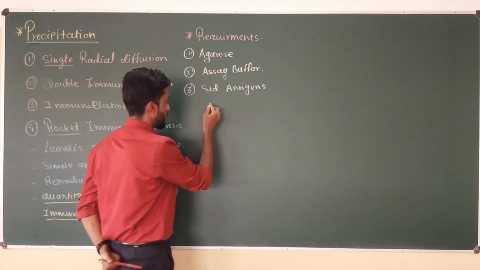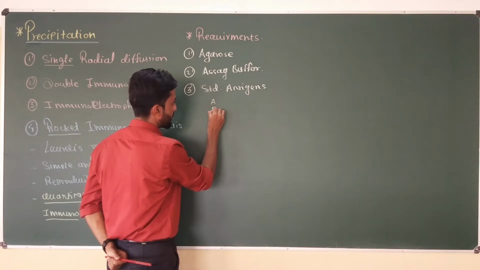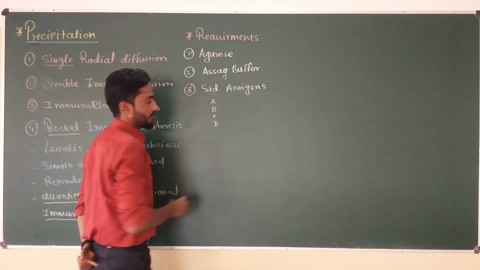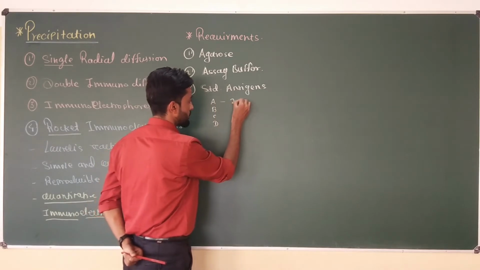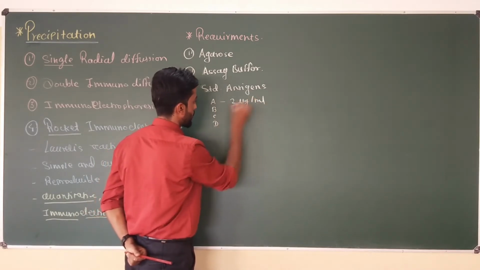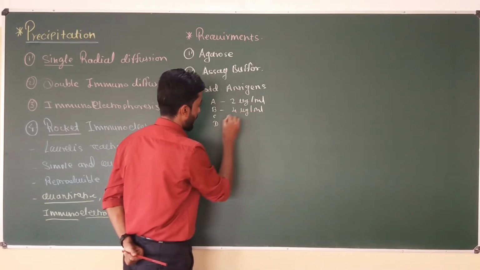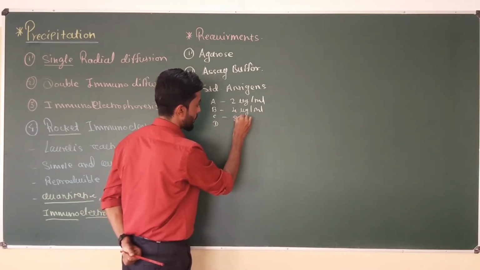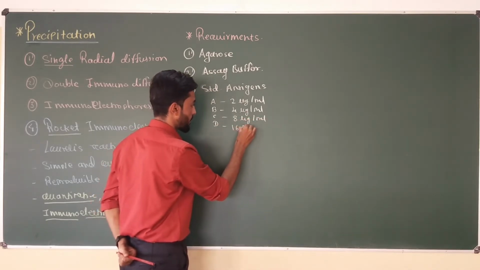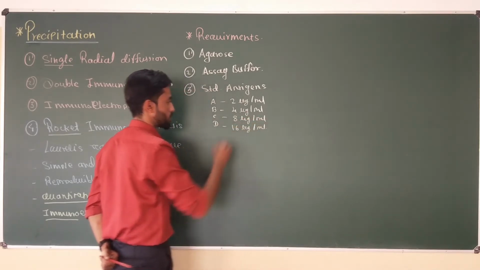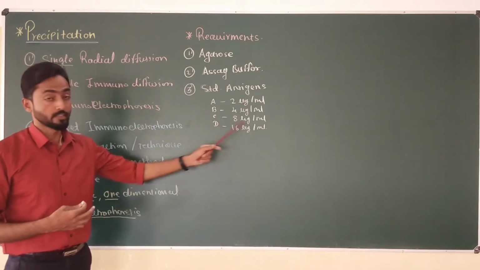Say I am going to use 4 standard antigens as antigen A, B, C, and D in this experiment. The antigen A concentration is say 2 microgram per ml. Antigen B concentration is 4 microgram per ml. Antigen C concentration is 8 microgram per ml. And antigen D concentration is 16 microgram per ml. So I am going to use 4 different standard antigens whose concentration is known.